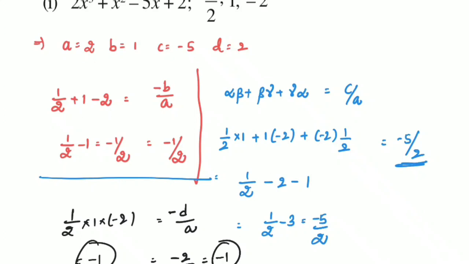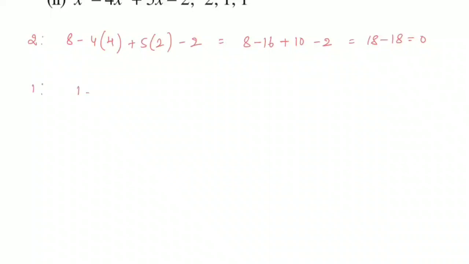Now look at the second one. First substitute 2. If I substitute 2 here, 2 cube is 8 minus 4 into 2 square is 4 plus 5 into 2 minus 2, which is equal to 8 minus 16 plus 10 minus 2. 18 minus 18 gives you 0. Now when you substitute 1, 1 cube is 1, 4 into 1, 5 into 1 minus 2. So I can say 6 minus 6, which is 0 again.